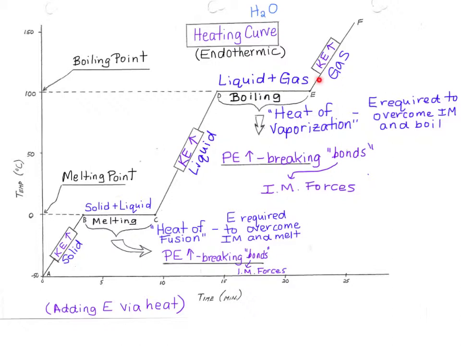Once the substance is all vaporized, we have only the gas phase left, and we can continue to heat that and see our temperature rising and our kinetic energy rising. This is, again, called the heating curve for water, and this whole process from top to bottom is endothermic because throughout the whole process we were putting energy in.